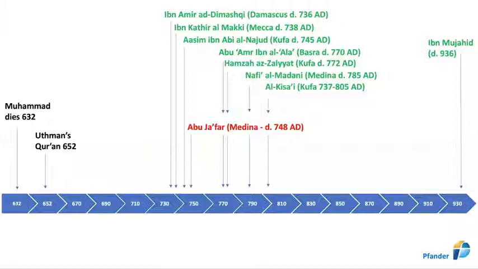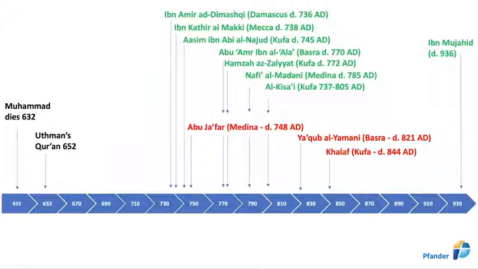Well, take a look. Abu Jafar from Medina. He died in 748, all right? Then you have Yaqub al-Yamani from Basra. He died in 821. And then we have Khalaf from Kufa. He died in 844. That's midway through the 9th century. These are 3 more that are added to those 7. Why are these 3 added to the 7 when I have never heard of these 3 yet? I've only ever heard of 7 before this.